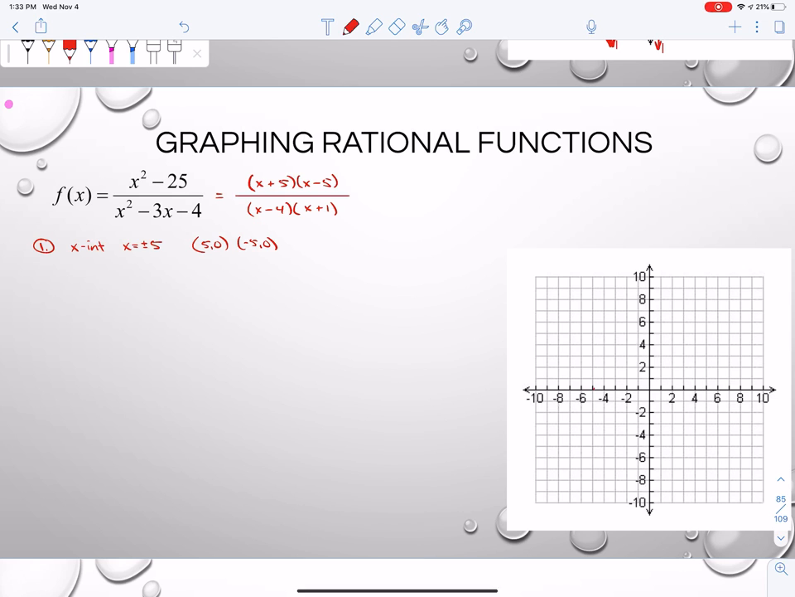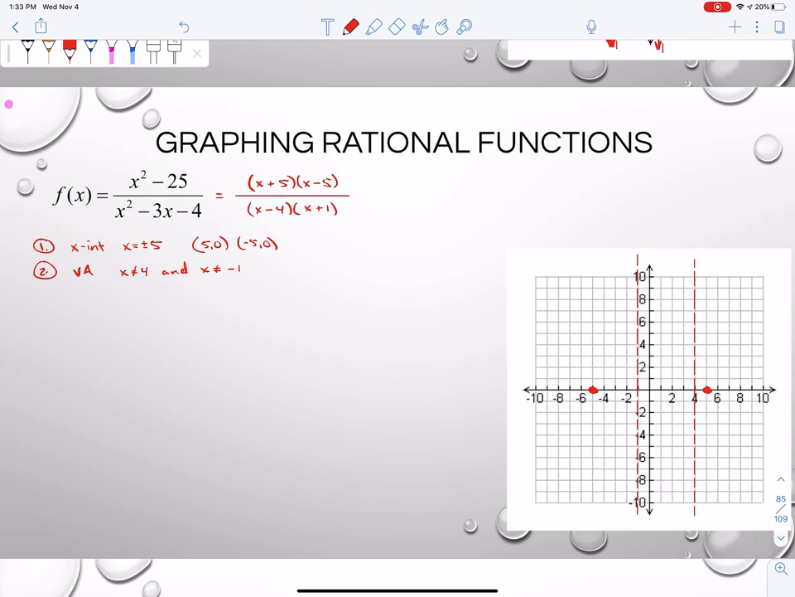I'm going to go ahead and plot those points right away at negative 5, 0, and at 5, 0. Okay. Step 2, my vertical asymptotes. Vertical asymptotes are going to occur, x cannot equal 4, and x cannot equal negative 1. So again, I'm going to go ahead and sketch those in. Again, those are my solutions of the denominator. All right, and I'm going to use that partial erase tool to make them into dashed or dotted lines.